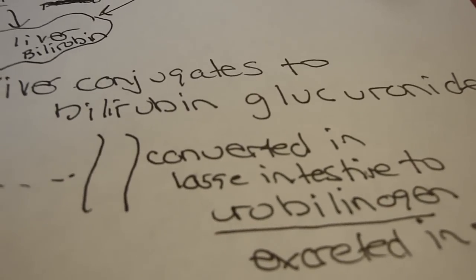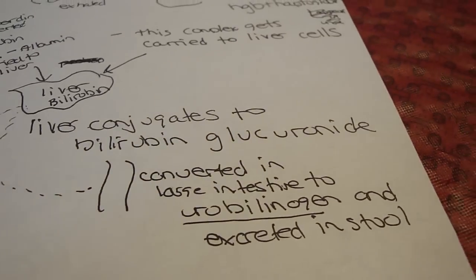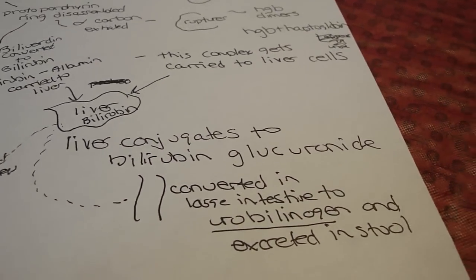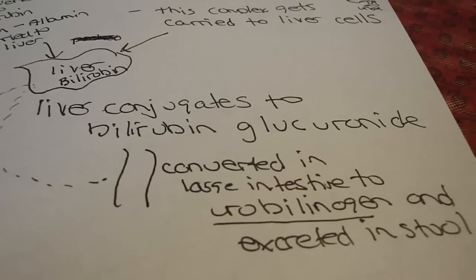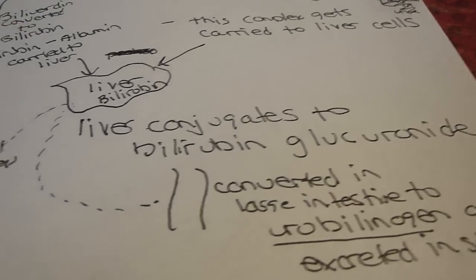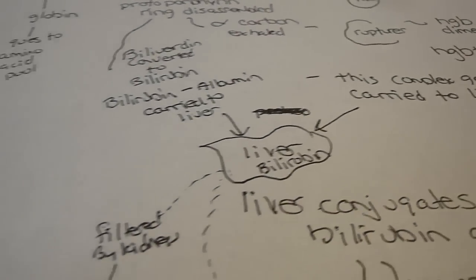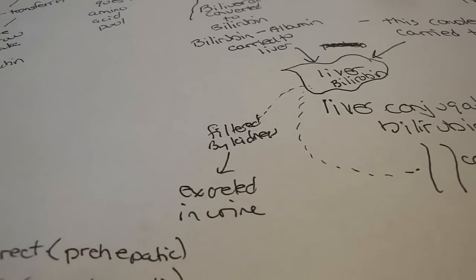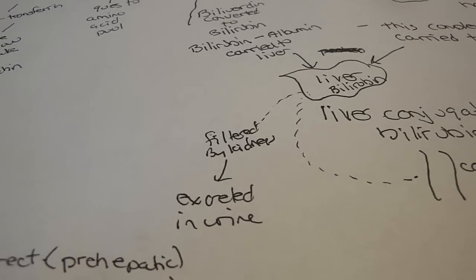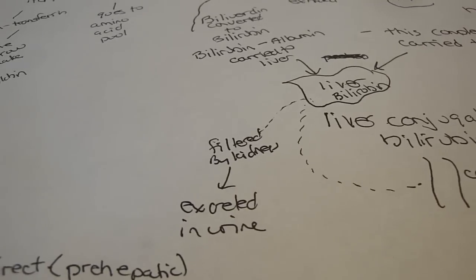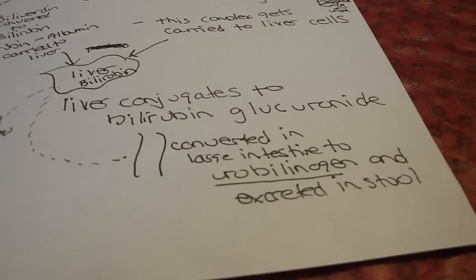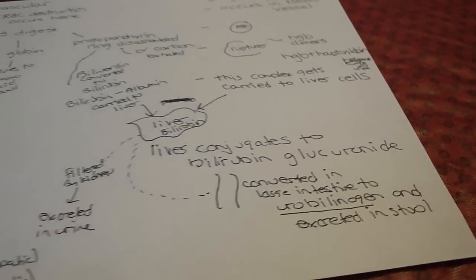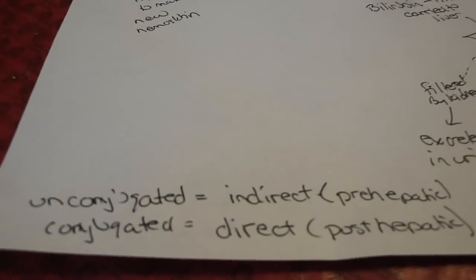It's then converted in the large intestine to urobilinogen and excreted in stool. Some of that urobilinogen, though, gets taken back up to the liver, filtered by the kidneys, and excreted in urine. So you can have a little bit of urobilinogen normally seen in your urine. Most of it, though, goes into your stool as stercobilinogen, is what it is called in stool.